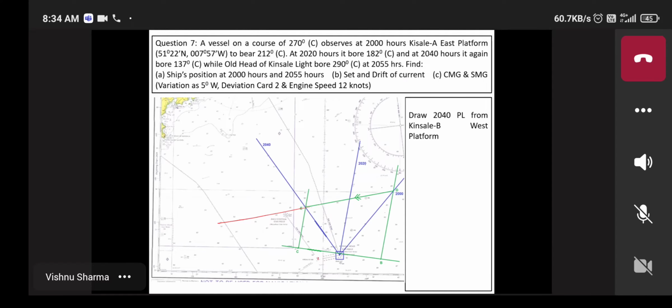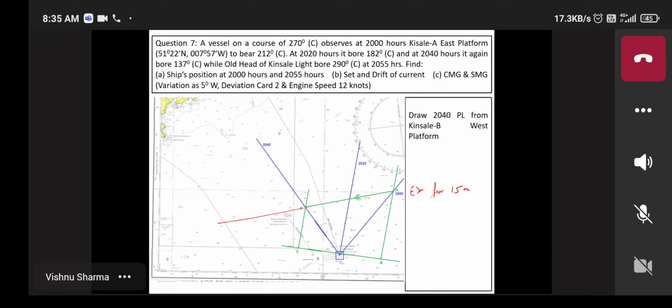Am I clear? Yes, sir. Now you will calculate a distance from E to X. E is the last point. E to X for 15 minutes on this CMG line. That is the EX distance on this CMG line, correct?